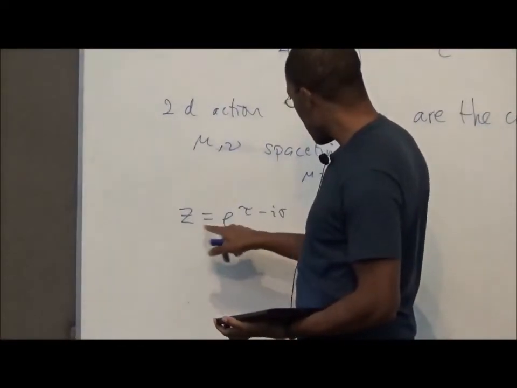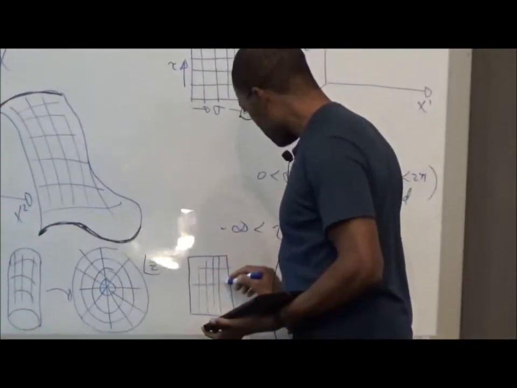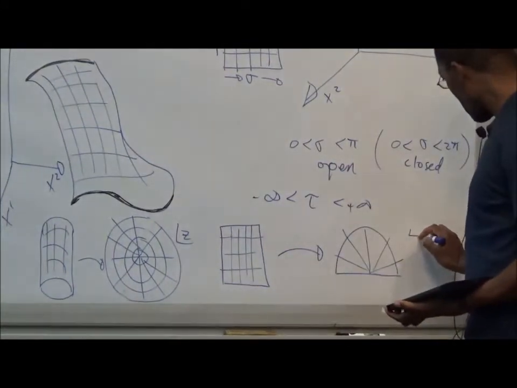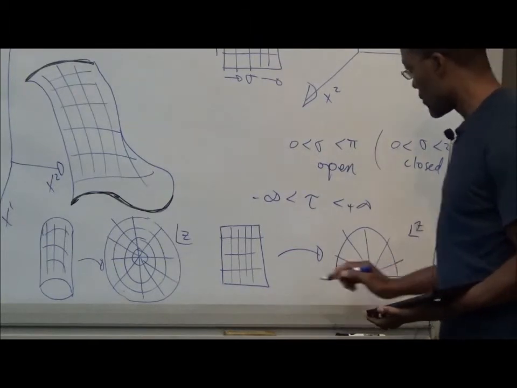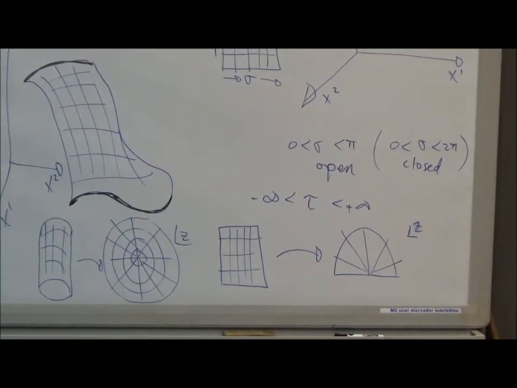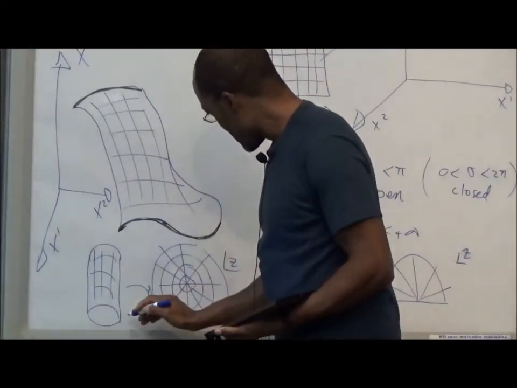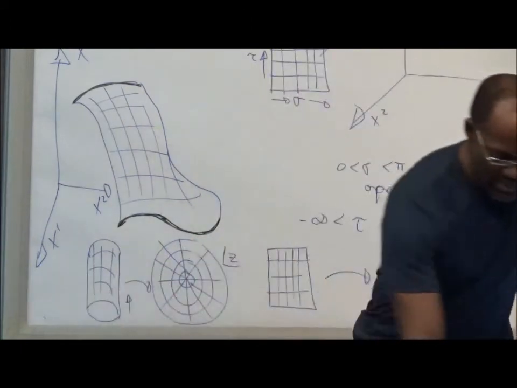This map here is essentially telling us about how to go from this picture to either the upper half complex plane or the full complex plane. Is that something you've used before? Okay, good.